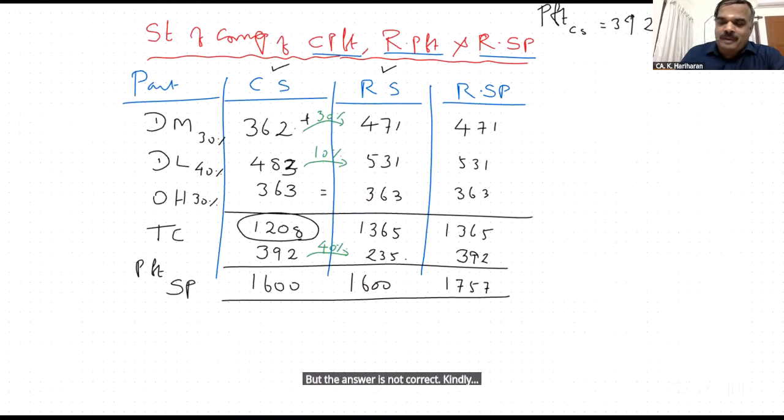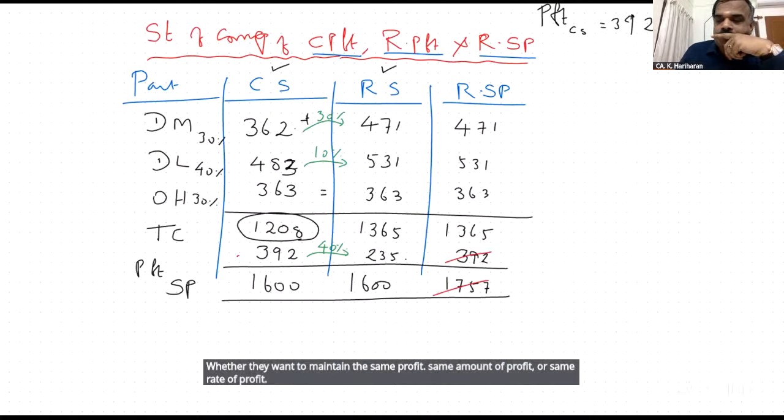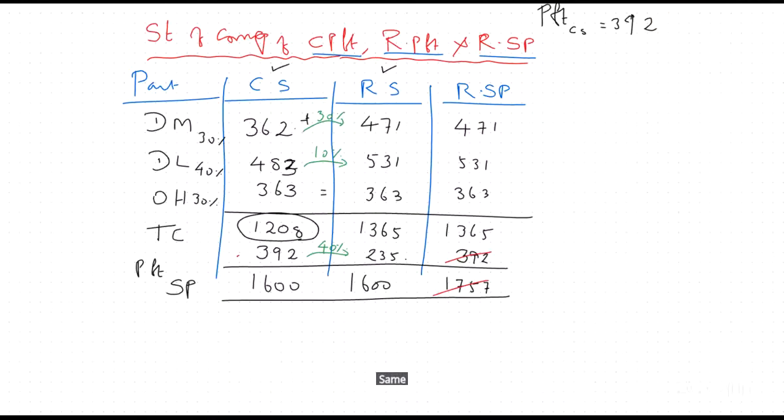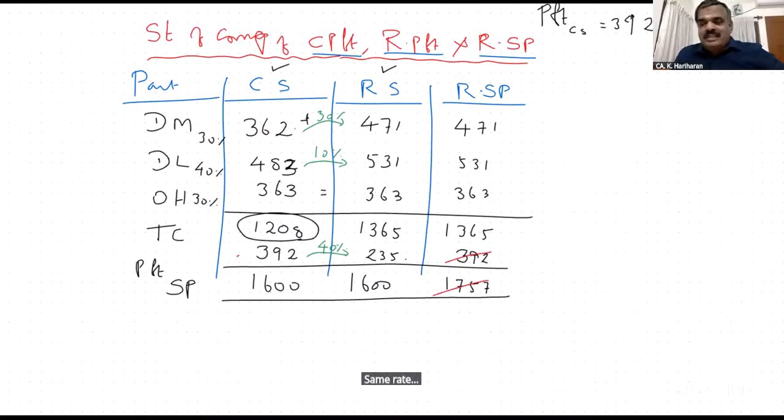Kindly refer properly. Whether they want to maintain the same profit, same amount of profit, or same rate of profit. Same rate, rate of profit, means percentage, not same amount. They need the same rate; underline the word rate, not same amount of profit. Same rate means we have to identify how much the profit percentage is. Are you with me or not?